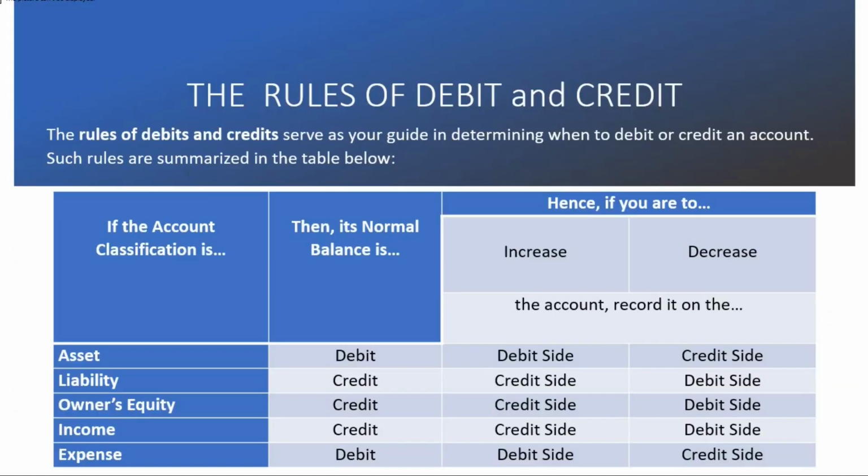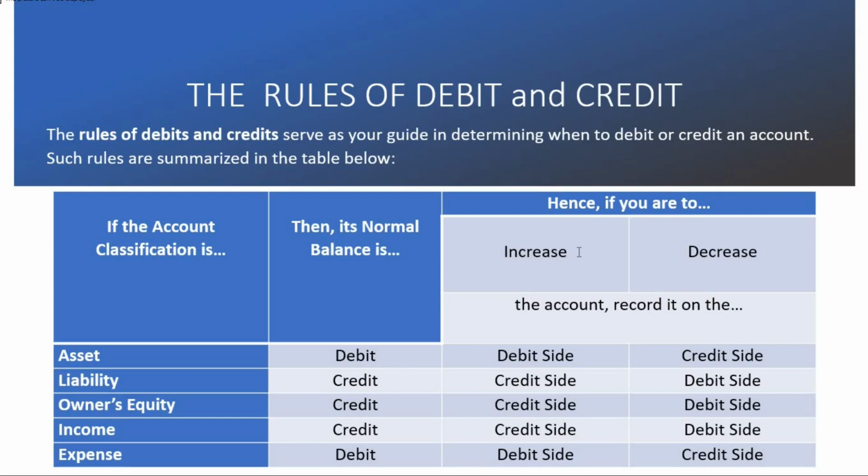Okay? So, now let us proceed to the rules of debit and credit. Ano naman ito? So, the rules of debit and credit serve as your guide in determining when to debit or credit an account. So, the rules are summarized in the table below. So, you have here, no? If the account classification is asset, then its normal balance is debit. Hence, if you are to increase the account, then you have to record it on the debit side. So, ibig sabihin, if that's an asset, the normal balance is debit. So, if you want to increase the asset, then you also have to record it in the debit side.